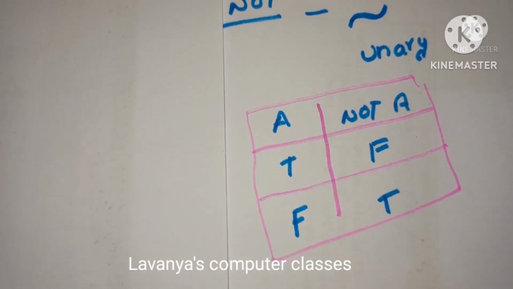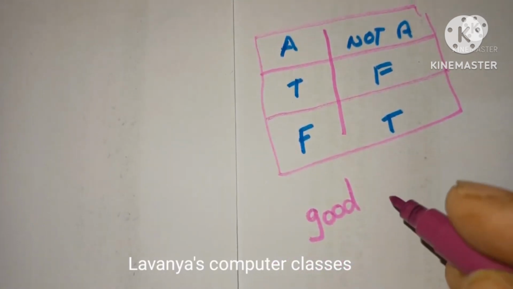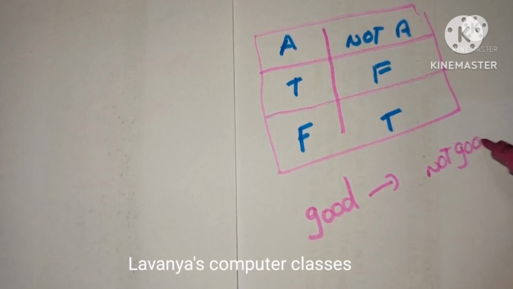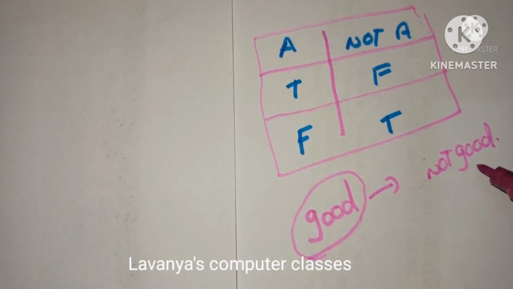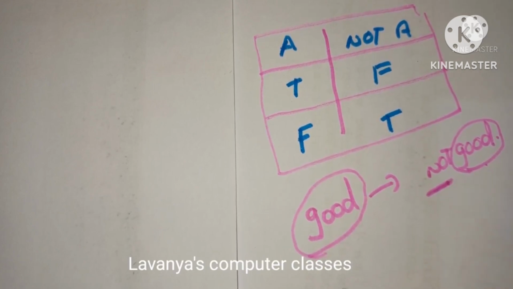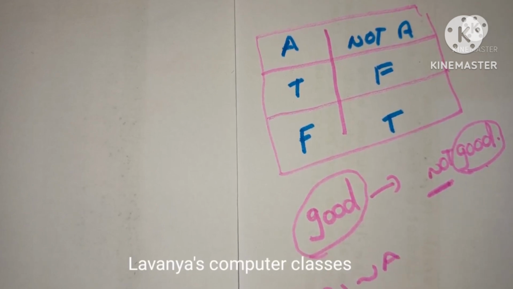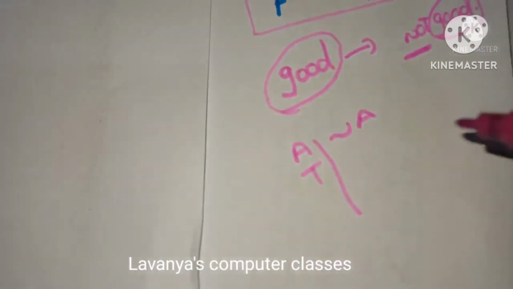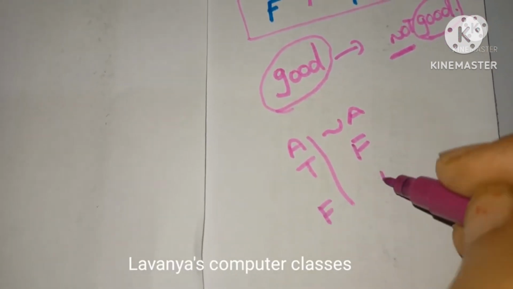For example, good. I am a good girl. What is the opposite of good? Not good. Not good means I am not a good girl. Here good is only one variable, only one condition. So here only for one variable you are applying not. So here A means not A. If A is true, not A is false. If A is false, not A is true.